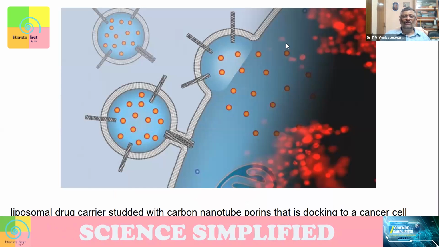One of the uses people are looking at is constructing a drug carrier with carbon nanotubes. This drug carrier carries the drug, so inside this orange is the drug, that can come and attach to the cell wall and then release the drug inside. So when the drug goes inside, the cancer cell can be killed.